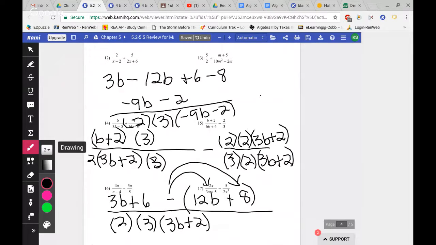Oh, I see something that cancels. Unless did I write something down? No, I did write something down wrong. My bad. I was like, where did I get that?